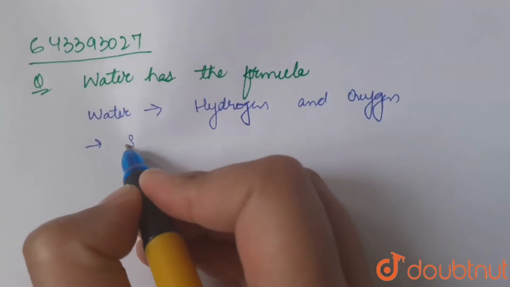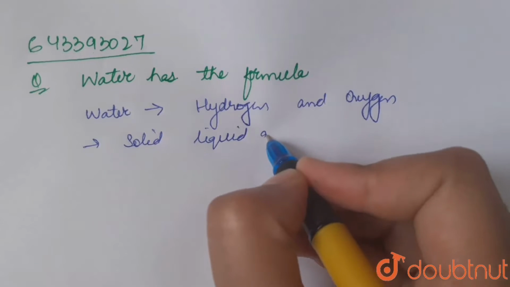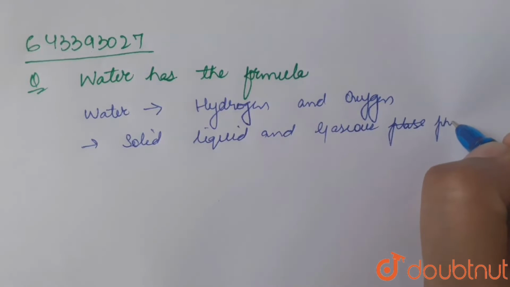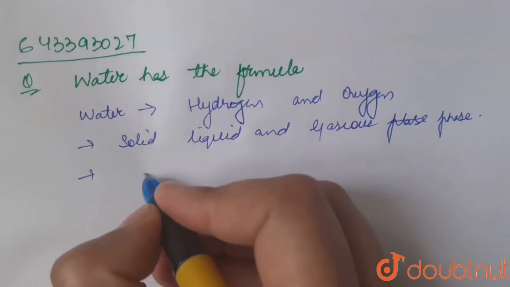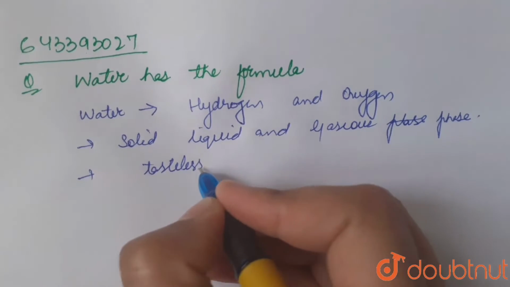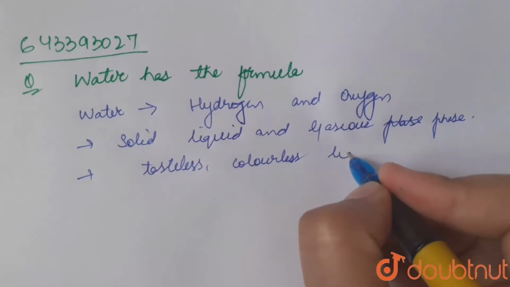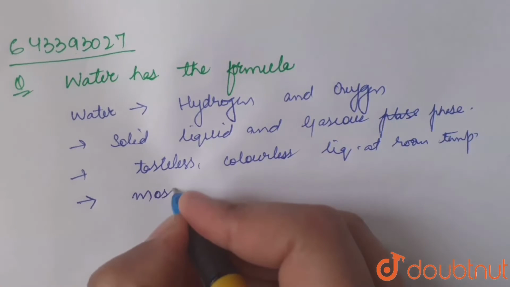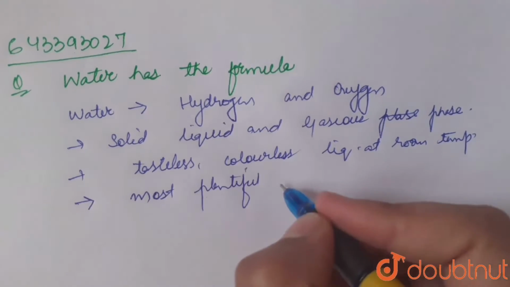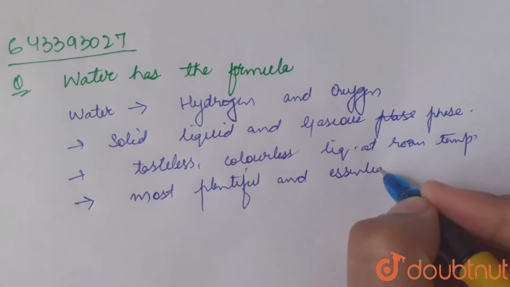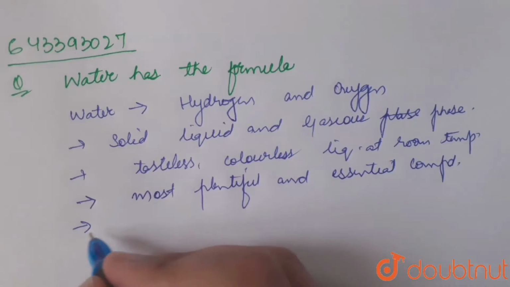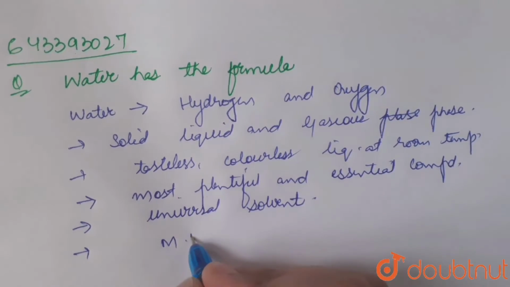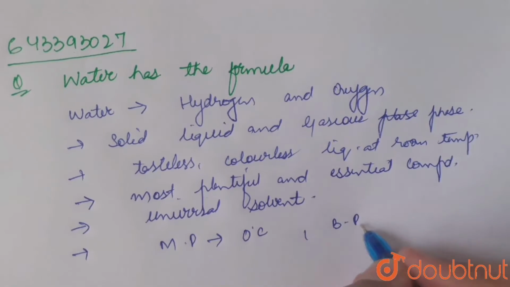Water exists in solid, liquid and gaseous phase. It is a tasteless, colorless liquid at room temperature. It is one of the most plentiful and essential components. Water is regarded as the universal solvent. The melting point of water is 0 degrees Celsius and its boiling point is 100 degrees Celsius.